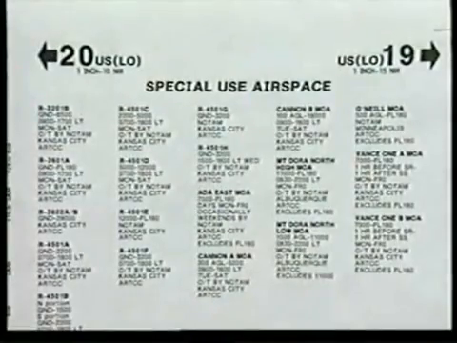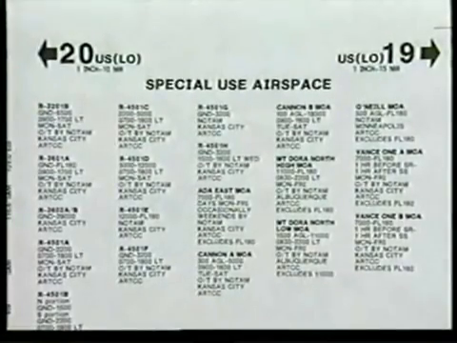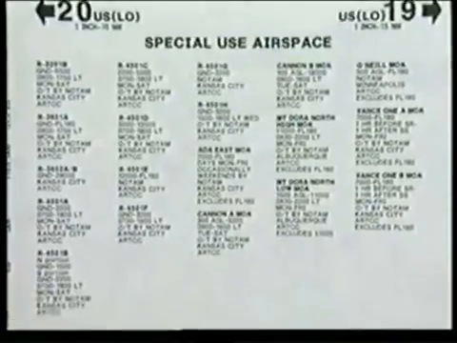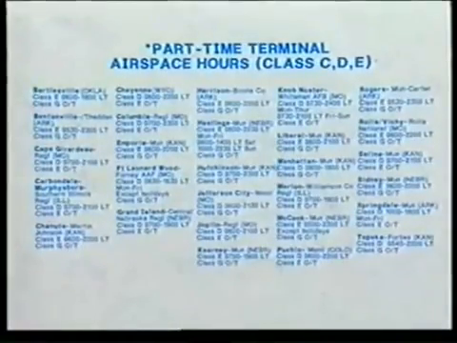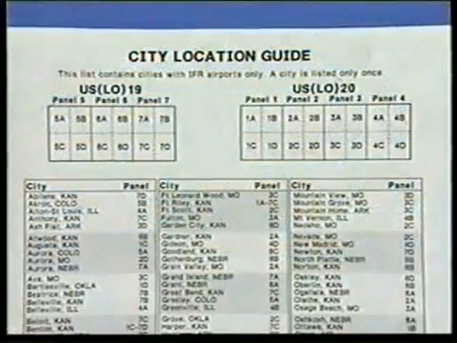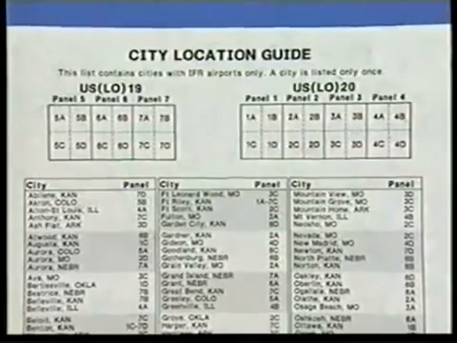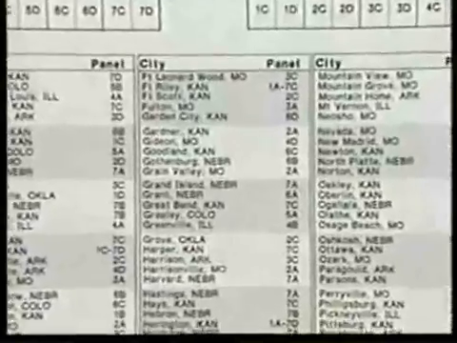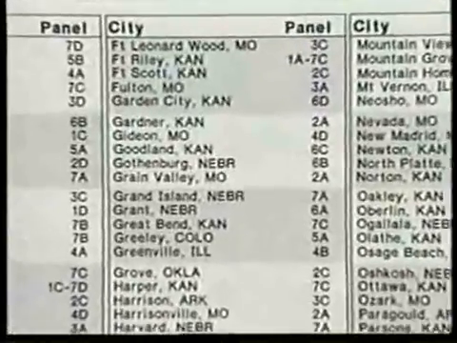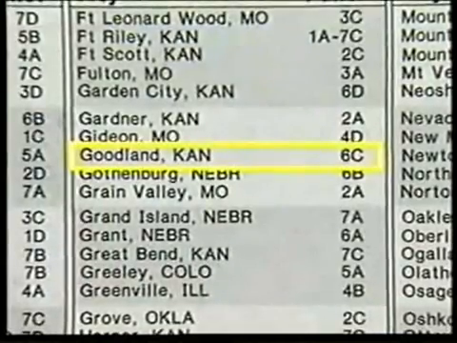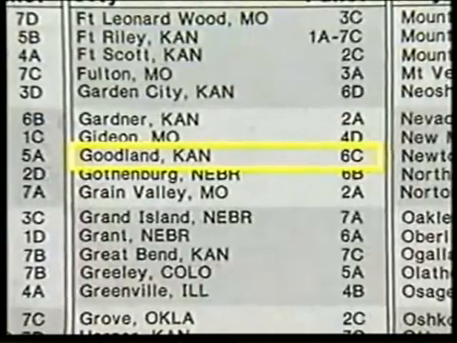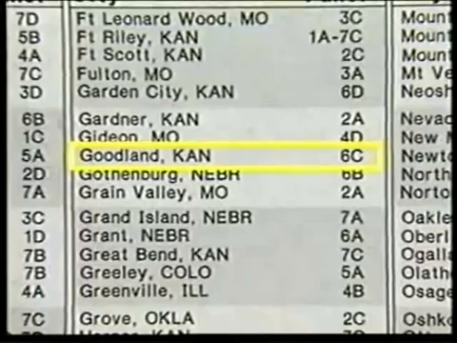Generally, the back panel also contains a listing of special use airspace and, if applicable, part-time terminal airspace hours. These will be discussed later in this program. The bottom portion of the front panel is the City Location Guide. This is an alphabetical list of cities with IFR airports only, and their corresponding locations on the chart. For example, Goodland is located on Panel 6, Section C.